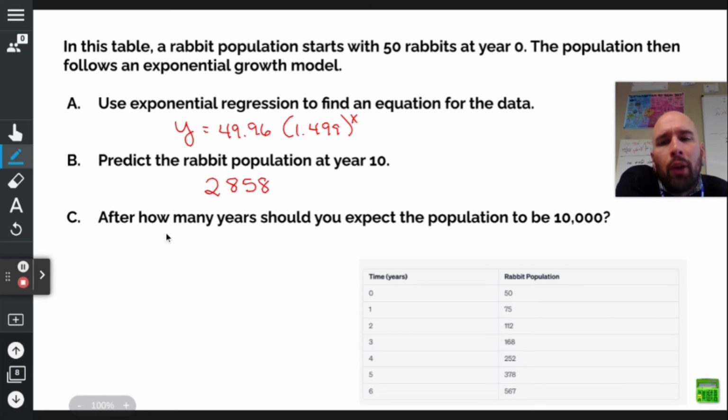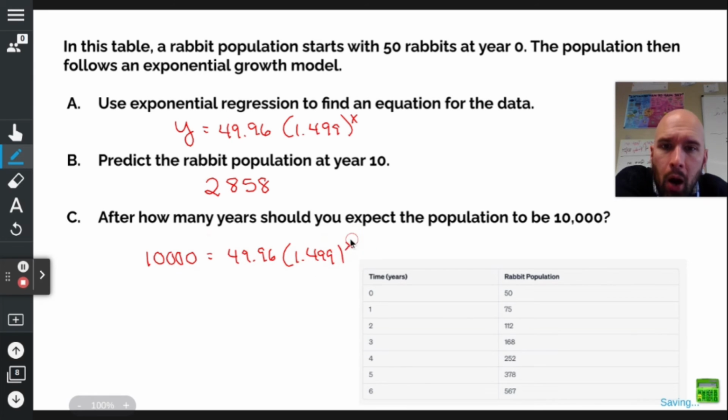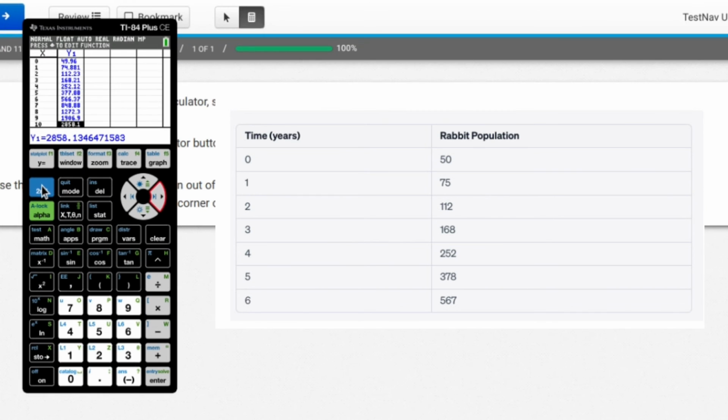I don't know. After how many years should you expect the population to be 10,000? Now, what that looks like is I want 10,000 equals 49.96 times that. So I am solving here. Now, I don't know logs yet. So what I'm going to do is I'm going to have that guy still in my equation, and I'm going to set another y equals at 10,000, and I'm going to find out where those lines intersect in my graphing calculator.